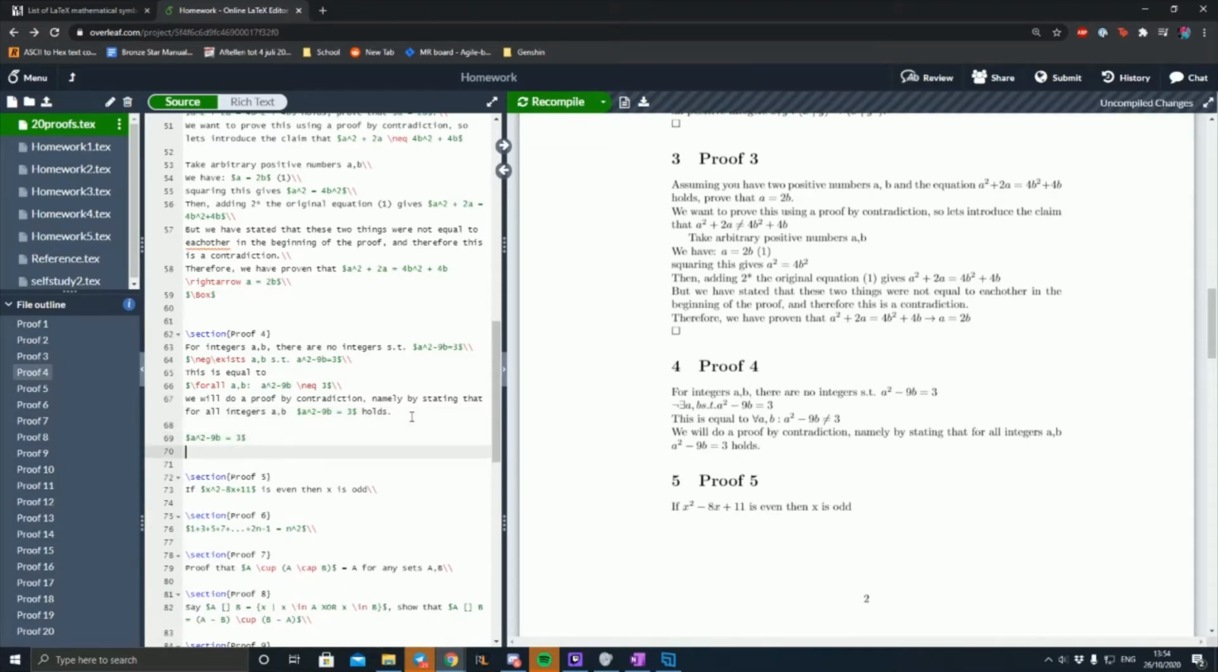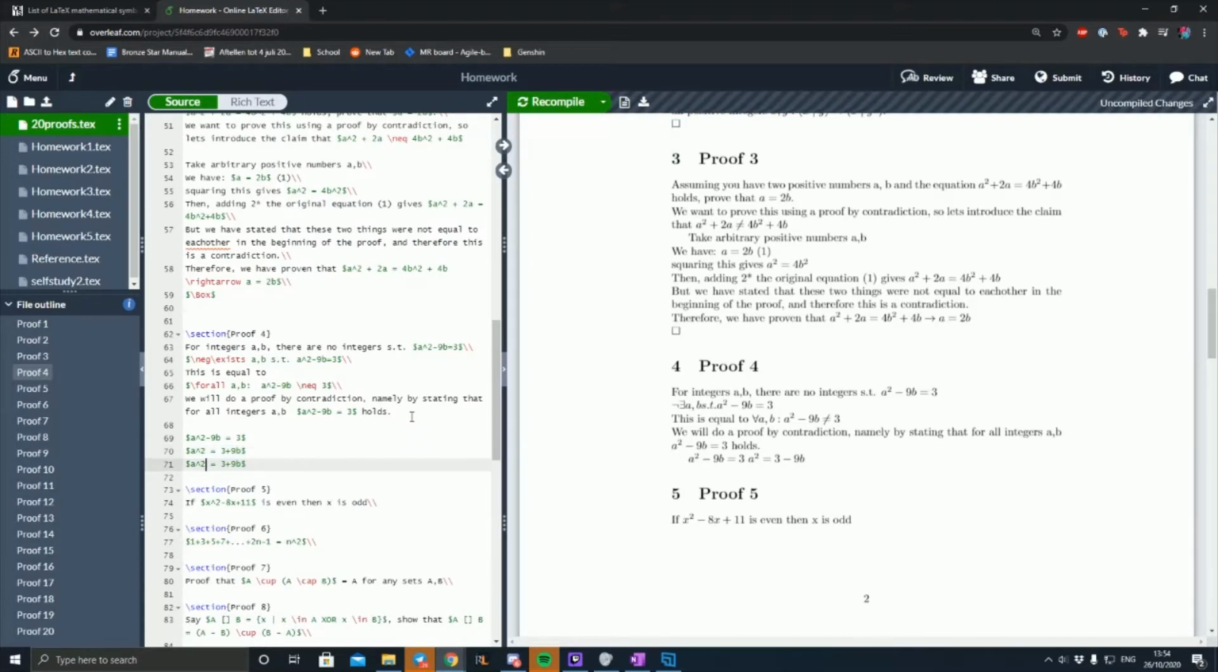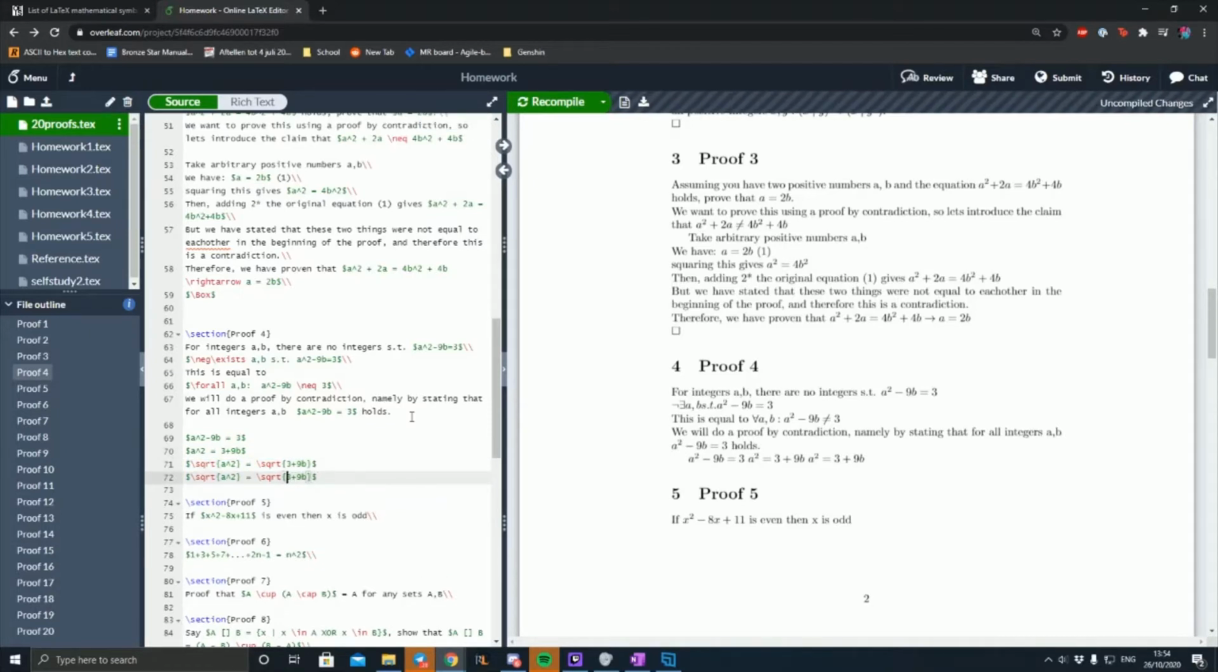So then we go here, and we take minus 9b on this side. It should be plus 9b. Oh yeah, plus 9b on both sides. Good call, thank you. Then we take the square root on both sides. So we take the square root of this thing is equal to the square root of this thing. Then a is equal to the square root of 3 plus 9b.